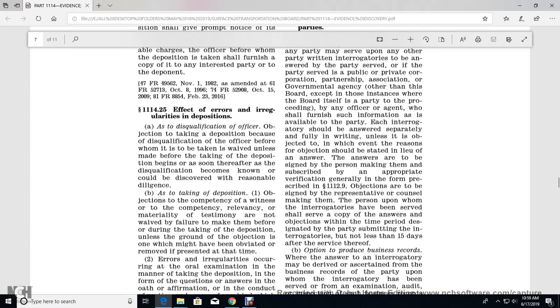As to the taking of the deposition, objections to the competency of the witness or the competency, relevance or materiality of the testimony are not waived by failure to make them before or during the taking of the deposition, unless the ground of the objection is one that might have been obviated or removed if presented at that time.